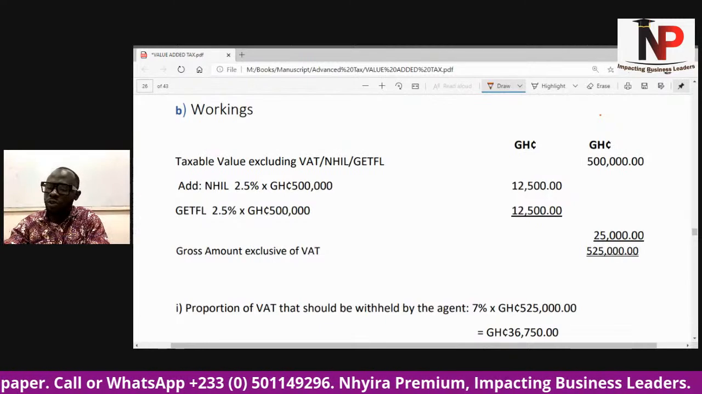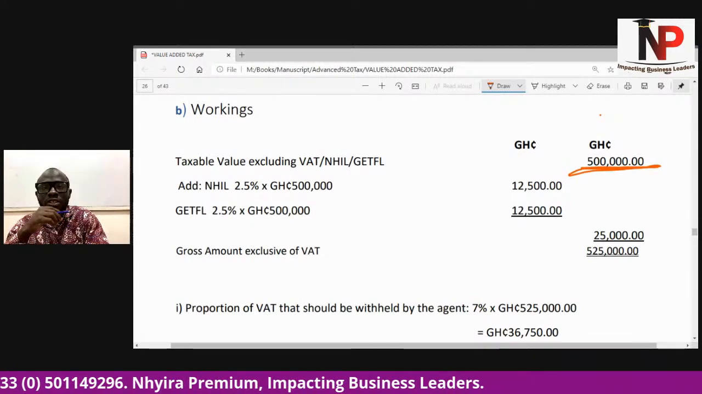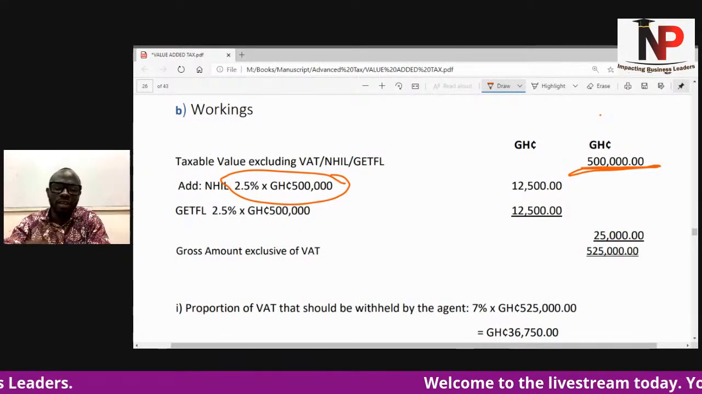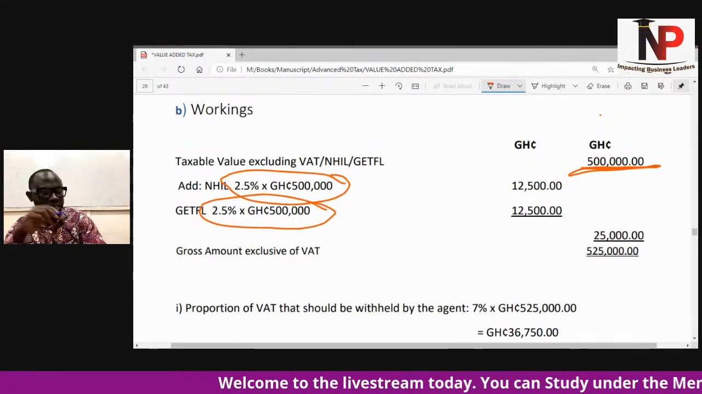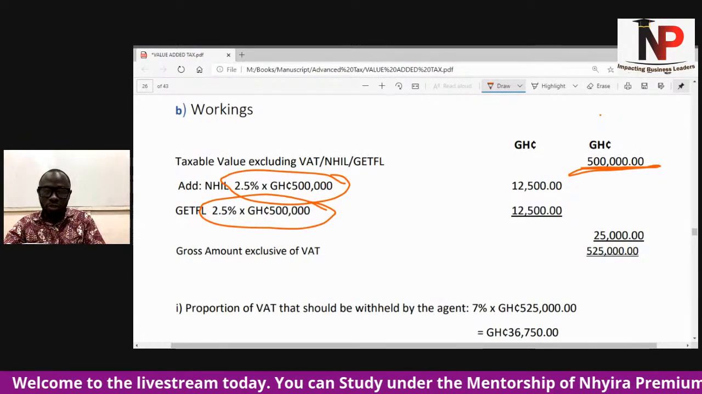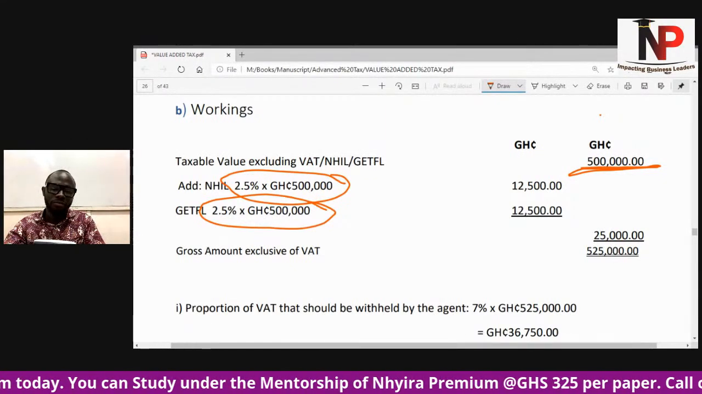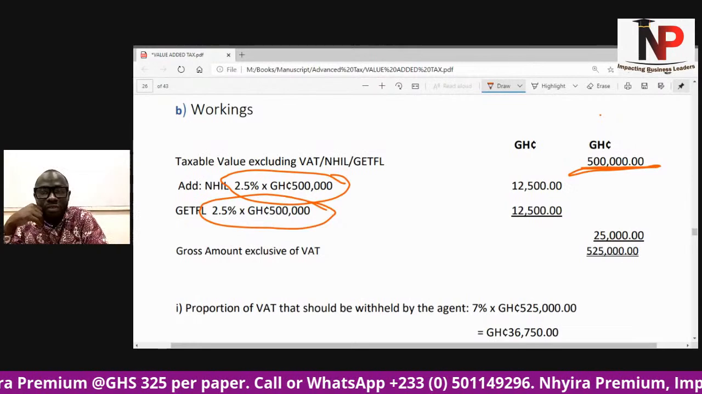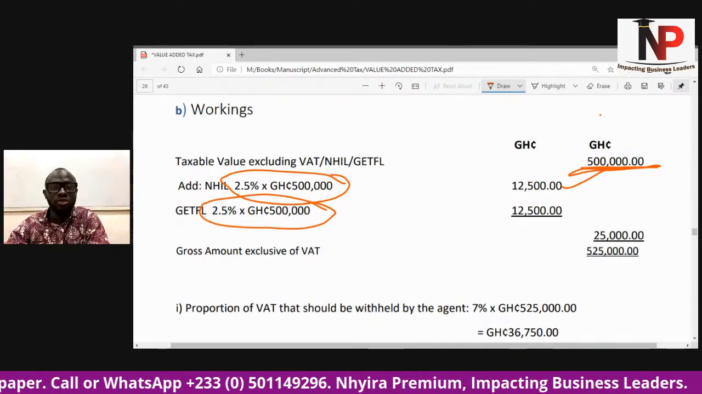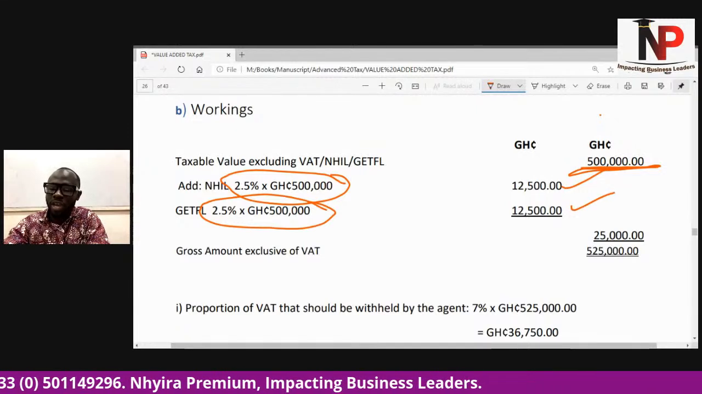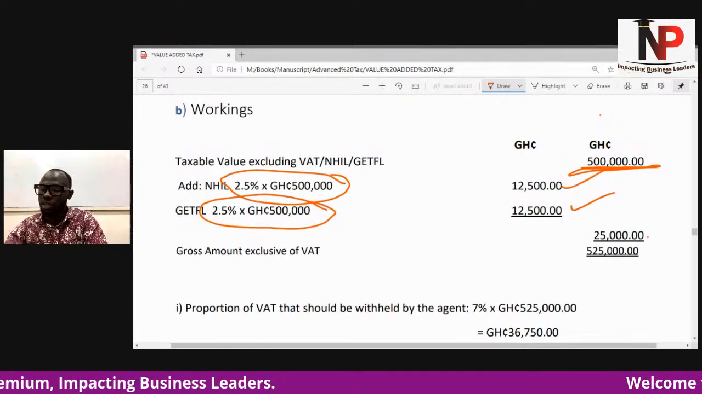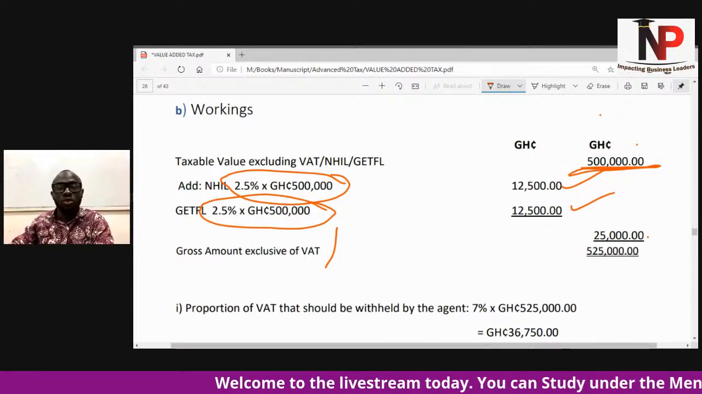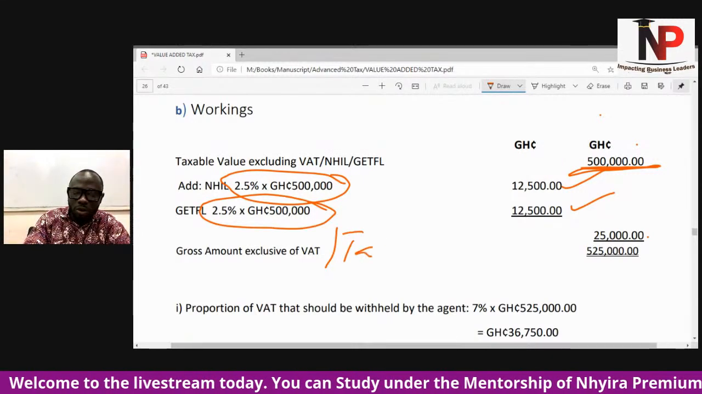We have the value of the goods exclusive of VAT, 500,000. So we get 2.5% of the 500,000, that is the NHIL, 2.5%, that is the GET Fund levy. So 0.025 by 500,000, that gives us 12,500. So National Health Insurance, 12,500. GET Fund, 12,500. We add that up and that gives us 25,000. So when we add the 25,000 to the value of the goods, we now get the gross amount exclusive of VAT, and that is what we call the taxable value.